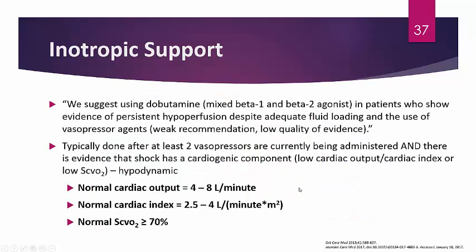In regards to inotropic support, you may have a patient who comes in with septic shock or what you think is septic shock. However, they may have something like pre-existing heart failure or some kind of cardiac instability. In some of those cases, you may have to use dobutamine, which is a mixed beta-1 and beta-2 agonist, in patients who show evidence of persistent hypoperfusion despite adequate fluid loading and the use of vasopressor agents. So this agent is typically used after at least 2 vasopressors are already on.